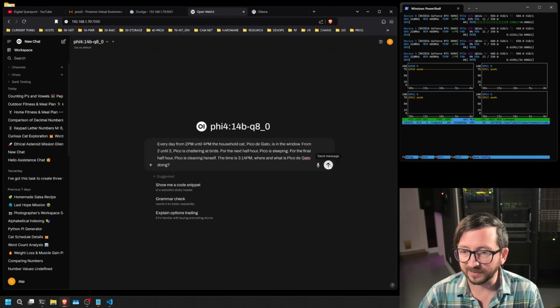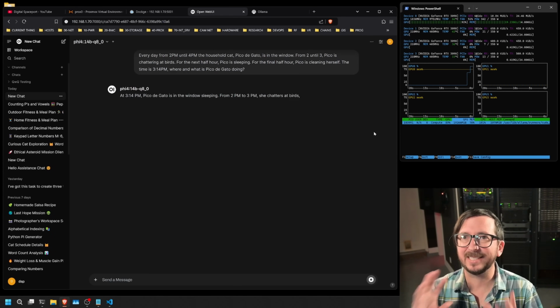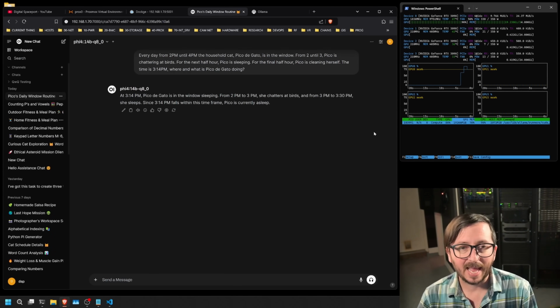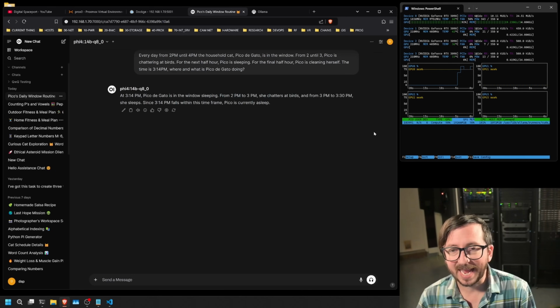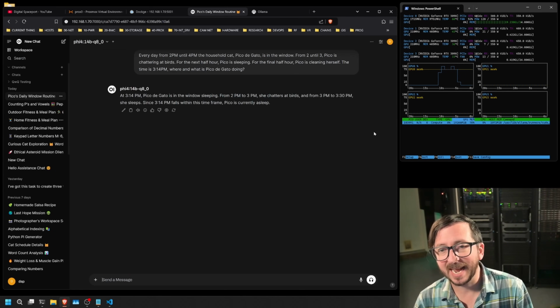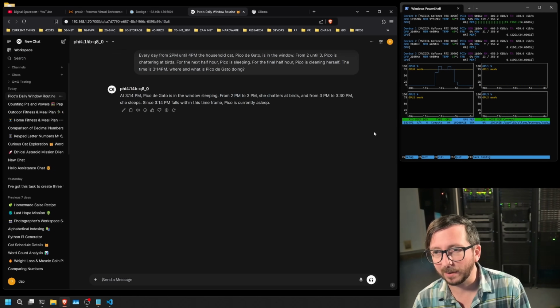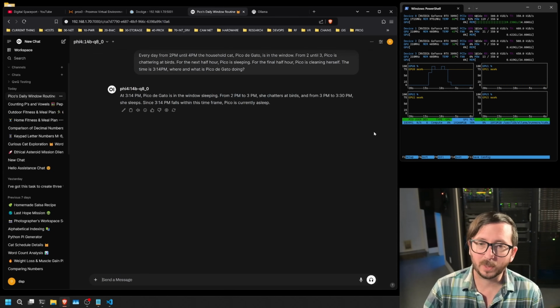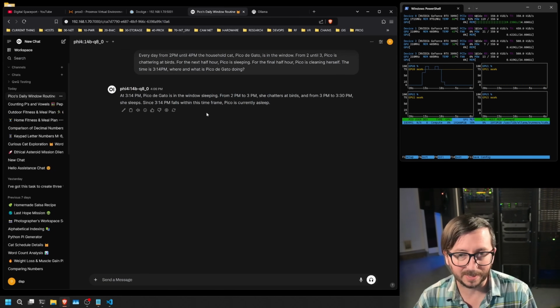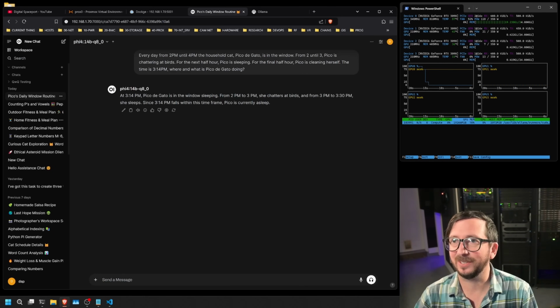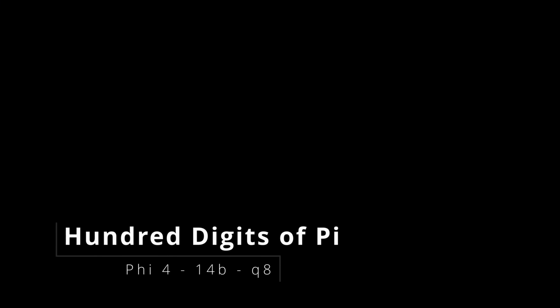And next we've got a little bit of calendaring and being kind of situationally aware. We're giving a scenario where a cat's in a window from 2 to 4 p.m., from 2 to 3, cleaning, chattering at birds for the next half hour, Pico's sleeping, for the final half hour, Pico's cleaning herself. The time is 3:14, where and what is Pico doing? So Pico is currently asleep at 3:14. Yes, that is correct. It did come up with the correct answer on that one. That's good to see.